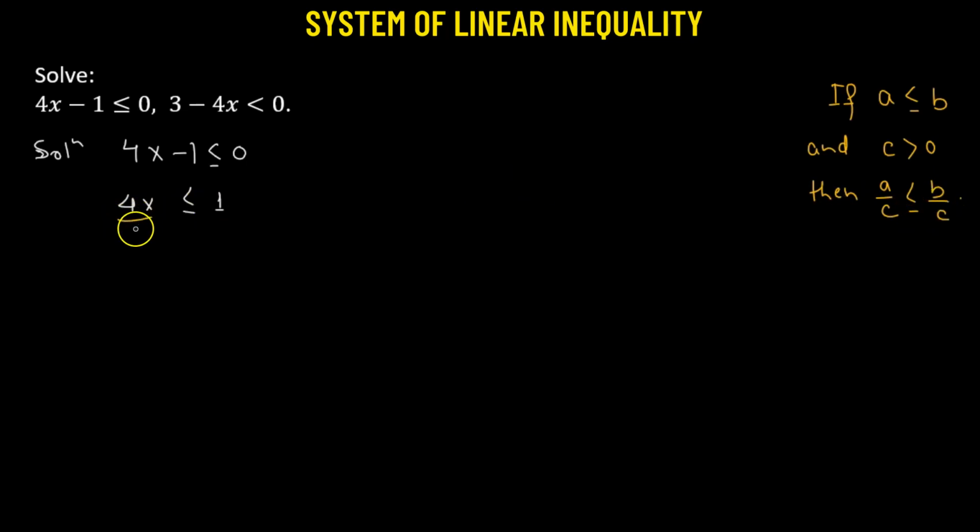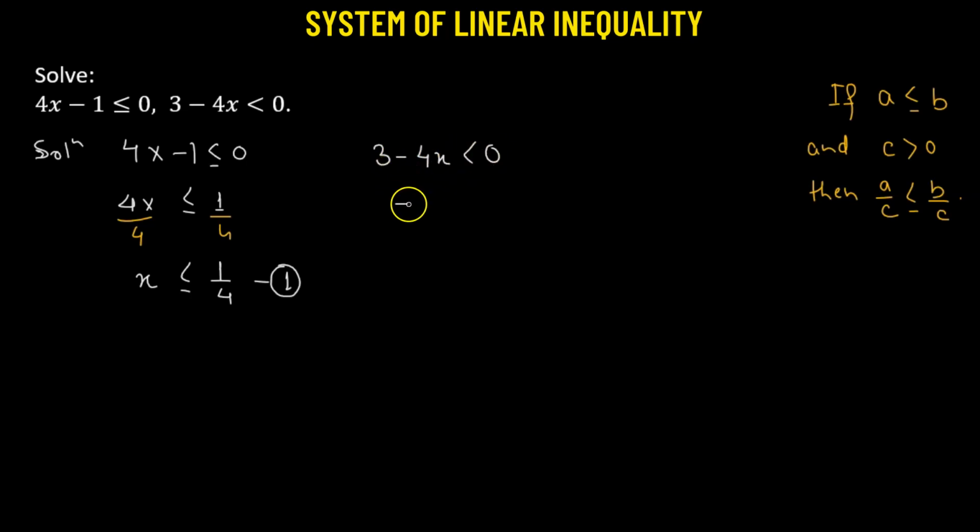Then in that case, we're going to divide by the positive number 4, and this is not going to affect the sign of the inequality. So that means we'll have x less than or equal to 1 over 4. So let's label this as number 1. Now we'll come to the second linear inequality. We have 3 minus 4x less than 0.